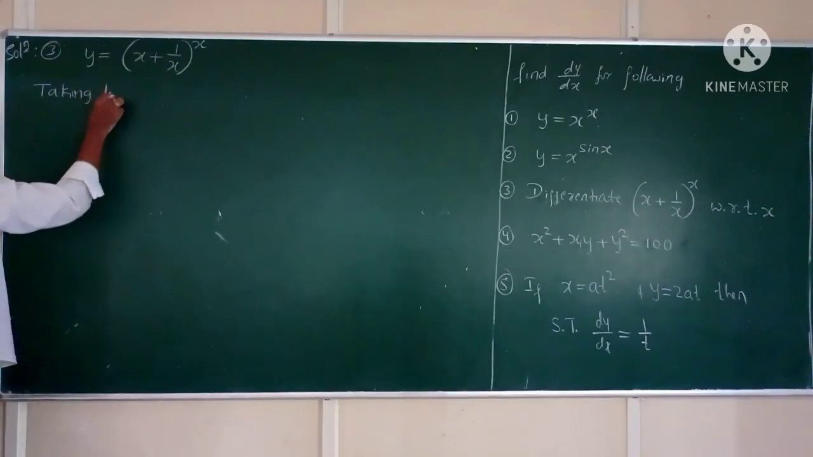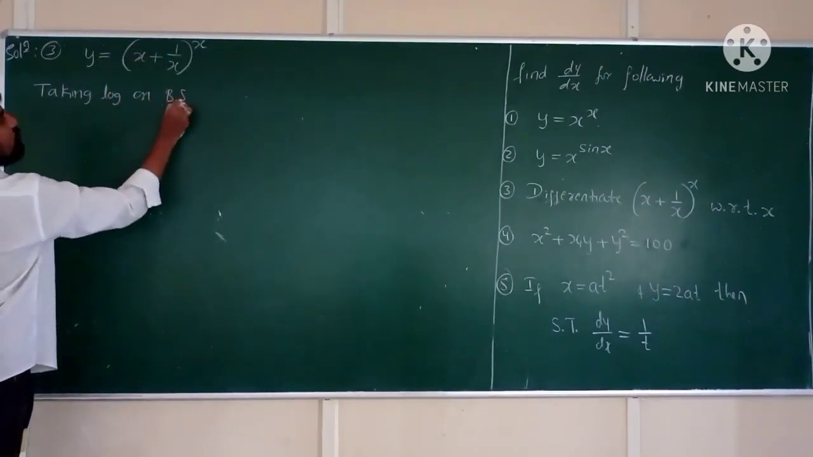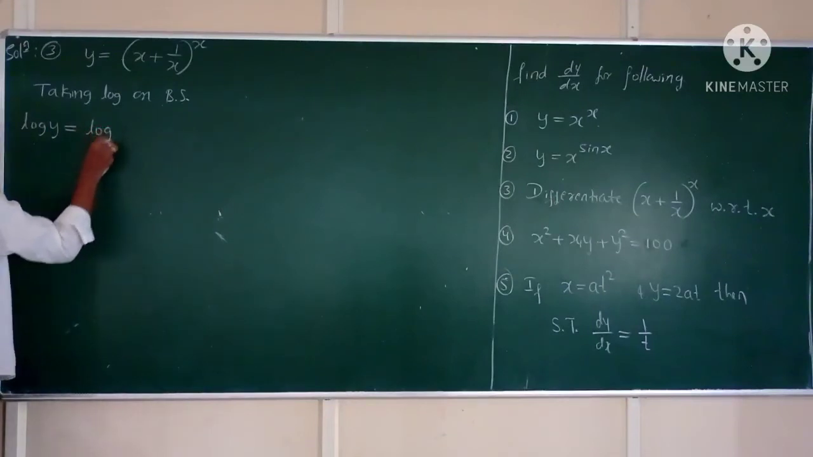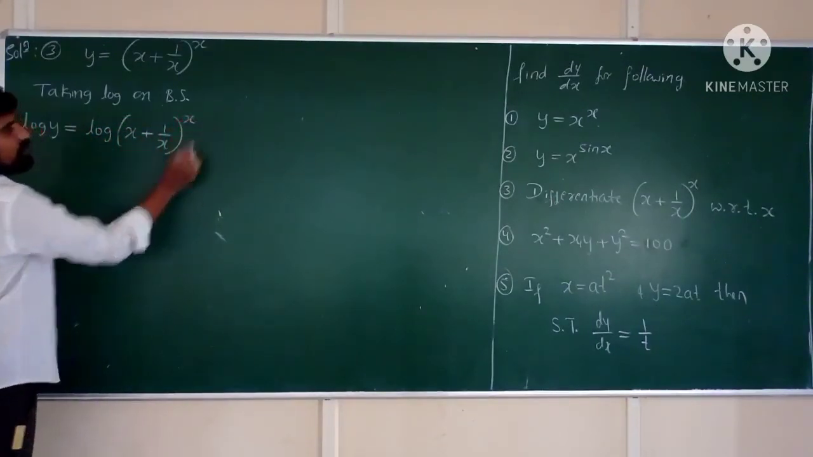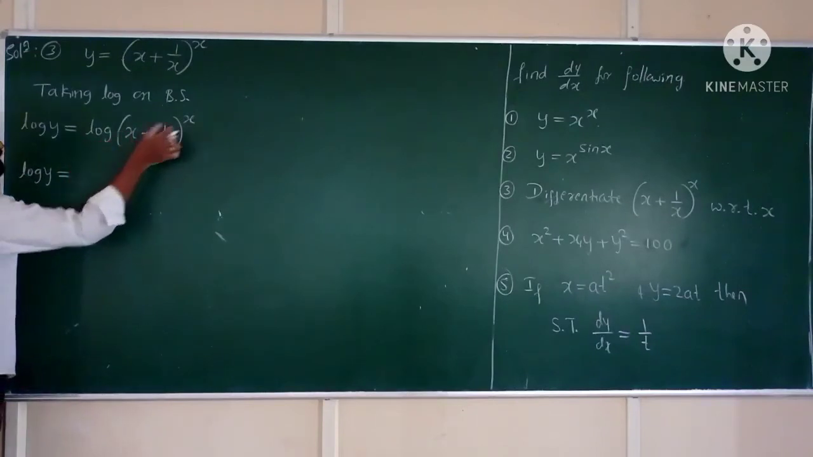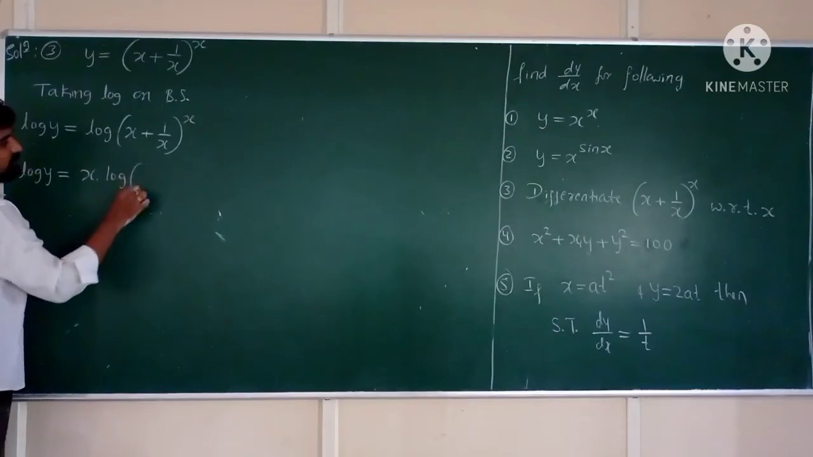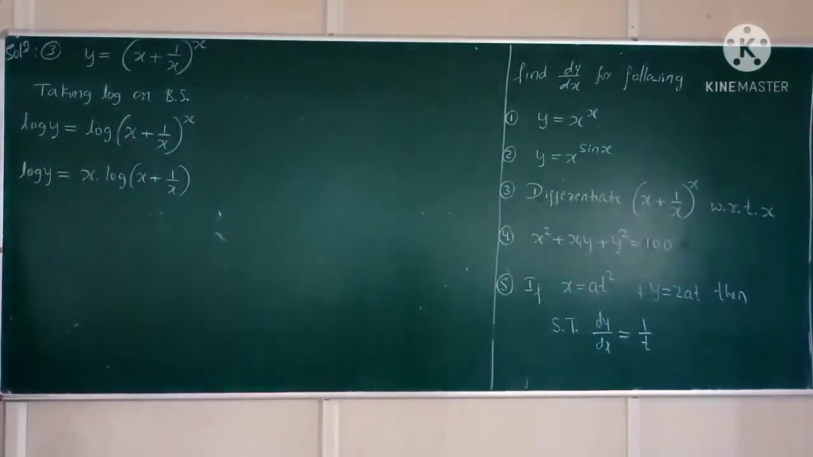So taking log on both sides. Therefore log y is equal to log of (x plus 1 by x) power x. Now by using the properties of log, log m power n can be written as n into log m, that is x into log of (x plus 1 by x). I hope all of you understand.